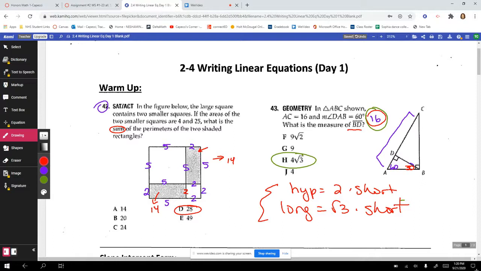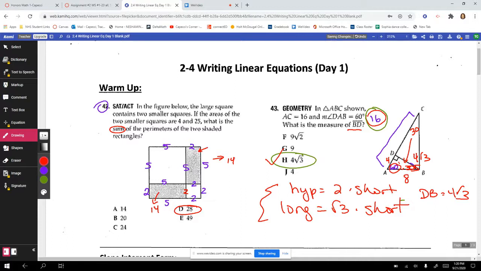So if I'm looking at this big triangle, this is 16, that's my 90. So my short, this would be 30 here. My short across from there is going to be half of that, so that's 8. Now, if I'm looking at this small triangle here, that's my hypotenuse here, right? And then I'm going to use another triangle. So then across from my 30 is going to be half of that, which is 4. And then this is across from the 60, which is 4 root 3. So DB is equal to 4 root 3, which is letter H.